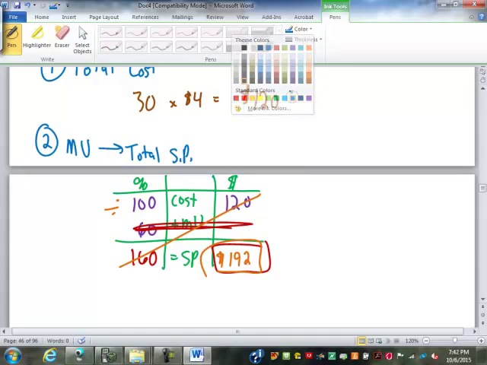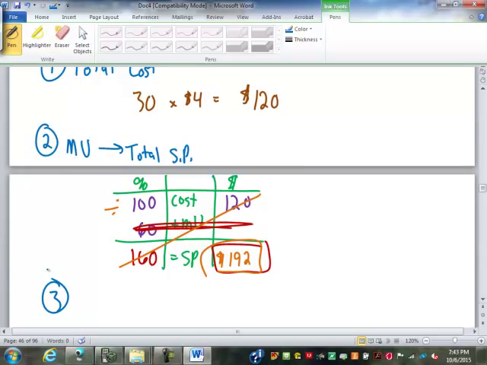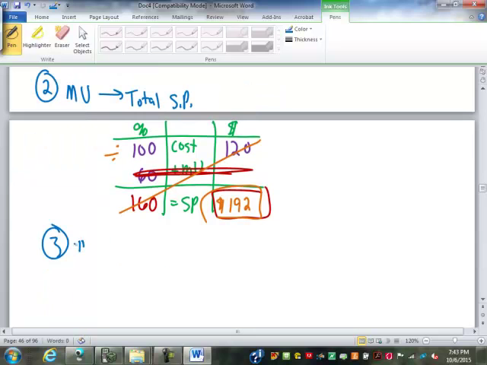What's step three? Find the number that are actually sold. So out of 30 that are produced, 30 pies produced, what's the percent that spoil? 10%. So that means 90% sell. So we're going to do 30 times 0.9. So 27 pies will sell.